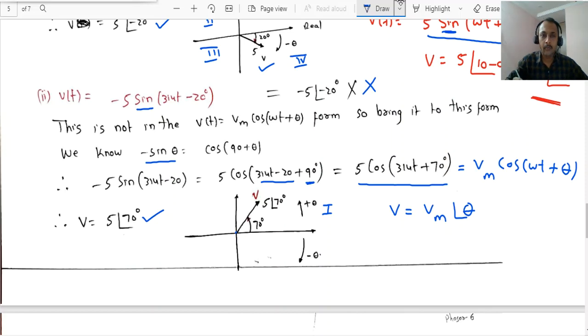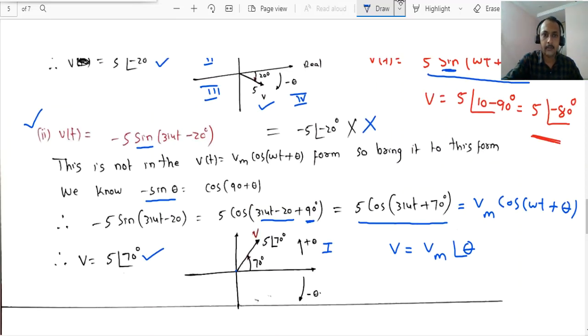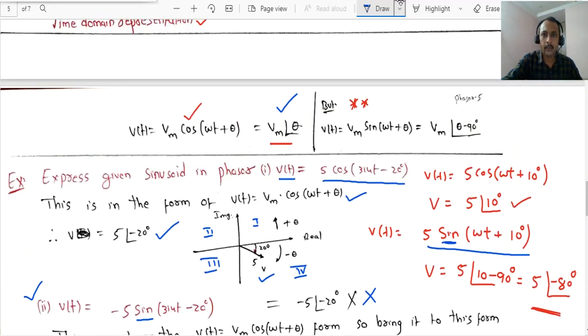Clear? If you do this example, most of the doubts in your mind will get solved. Please do this example in your notes. Understand, this basic is very, very important. This is what I have written here. Up from this point to this point is very, very important.